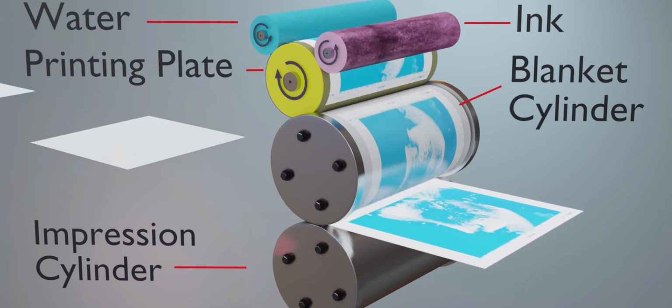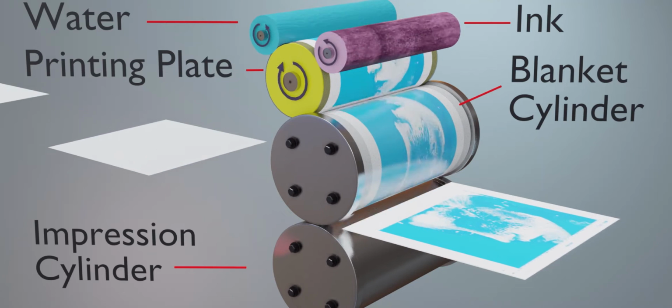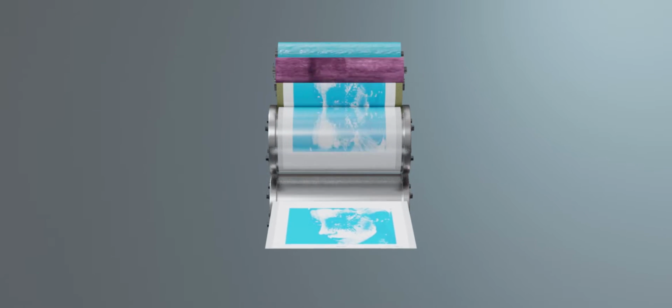And that's also why we call it offset printing, because the plate doesn't print directly onto the paper. There is a cylinder in between, so there's like a transfer of image onto the blanket cylinder, and that's why it's called lithographic offset printing.